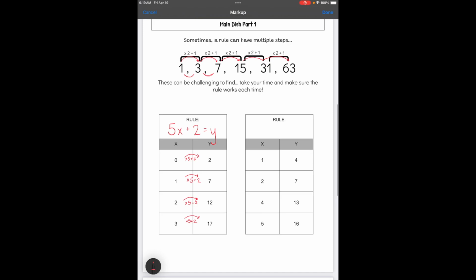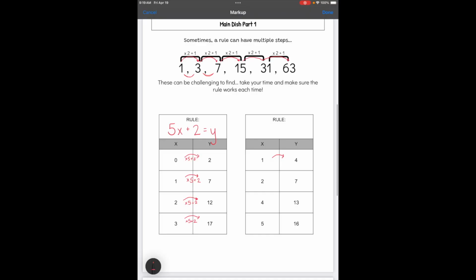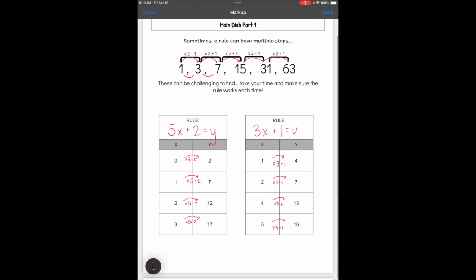Okay, go ahead and try this next one on your own. Go ahead and check yours with mine. Hopefully you found that pattern. It might take you some time. This is a challenging lesson. And then go ahead and turn to the short main dish part 2.